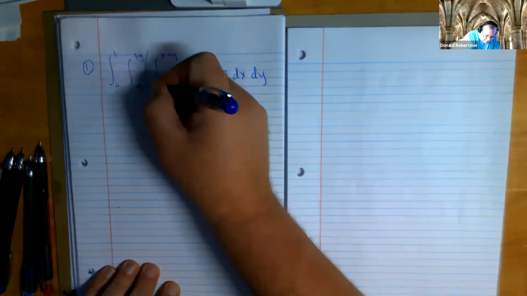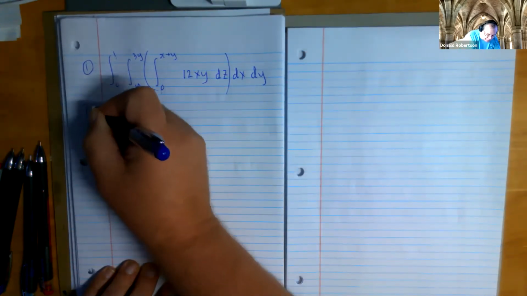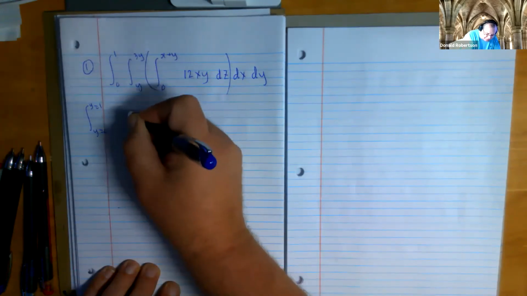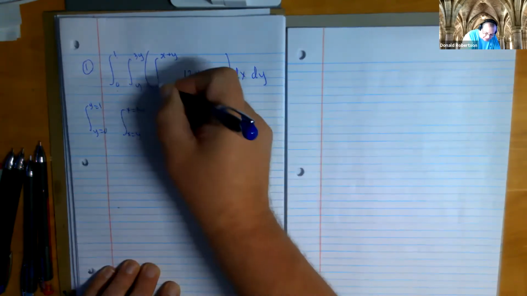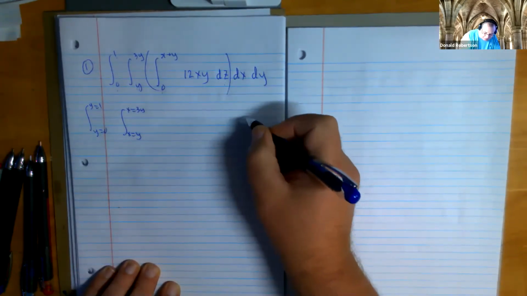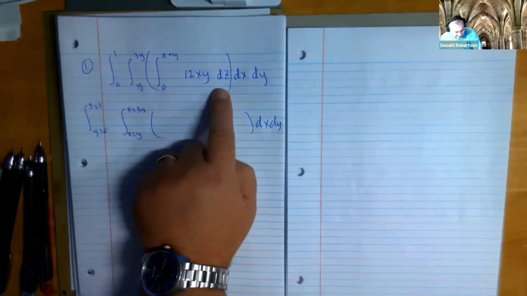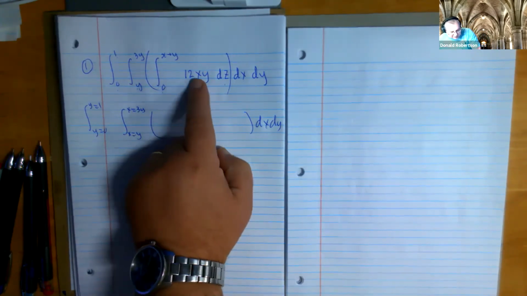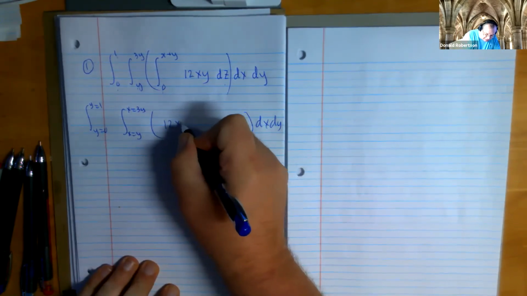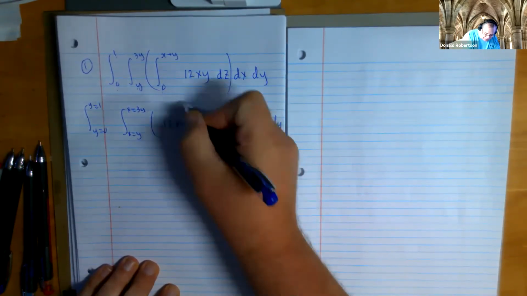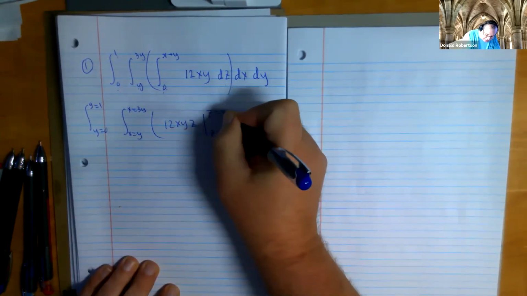So here goes. I'll do this one first. It's going to be y equals 0 to y equals 1. This represents x equals y to x equals 3y. And this one here is going to get integrated in the usual way. Well, 12xy integrated with respect to z just gives you 12xyz, but then it's evaluated at z equals 0 to z equals x plus y.